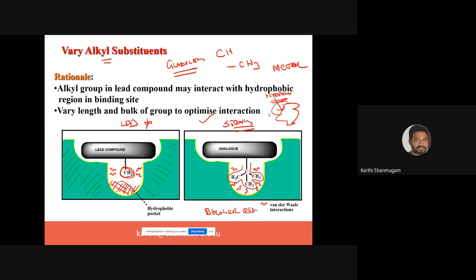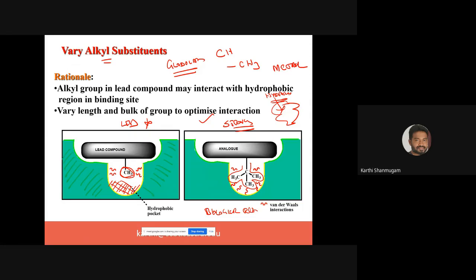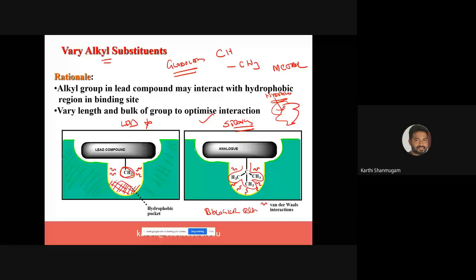Yes, sir. So what is the basic requirement for going for varying alkyl substituent? Do you agree that we need some more space in the binding site? The basic criterion is that we need some space in the binding site for fitting more alkyl groups. That's a basic requirement for going with varying alkyl substituents.